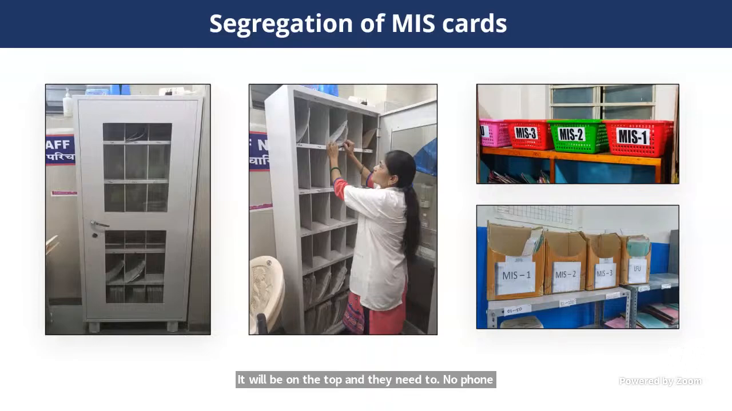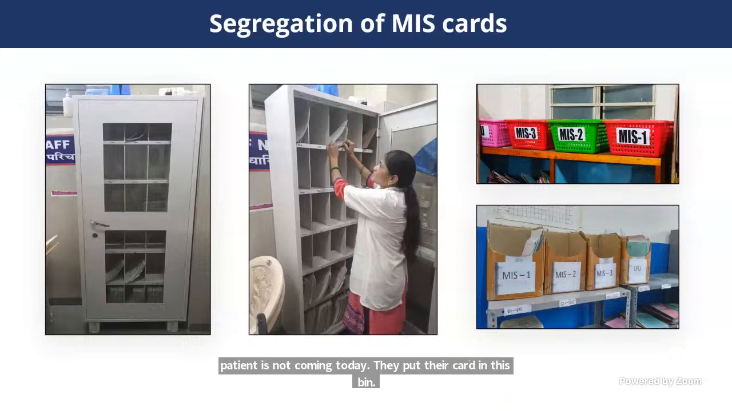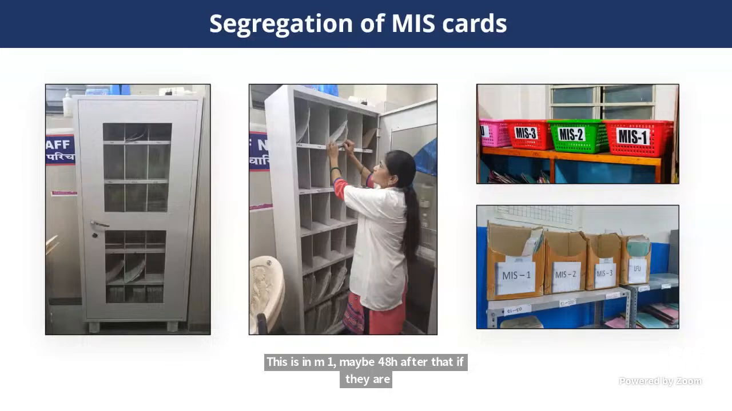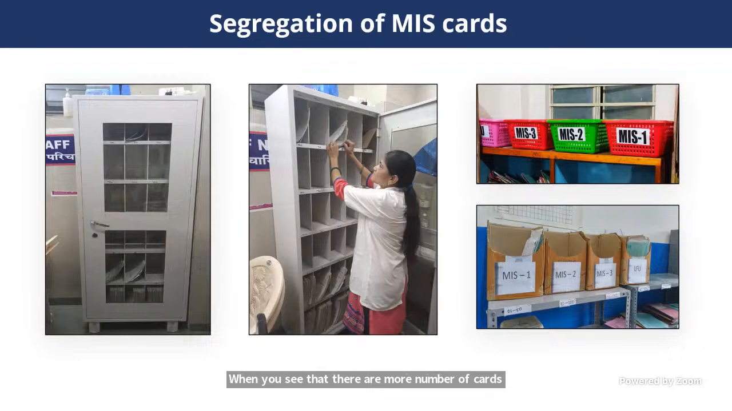And there are certain other centers with a very low-cost setting. You see they are trying to put the cards. If a patient is not coming today, they put their card in this bin. This is an M1. Maybe 48 hours after that, if they are not coming, they put it in that bin. When you see more cards in that bin, that will stimulate the ART staff to understand that, oh, I have missed so many patients today.